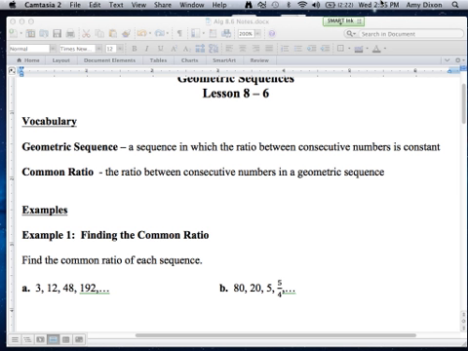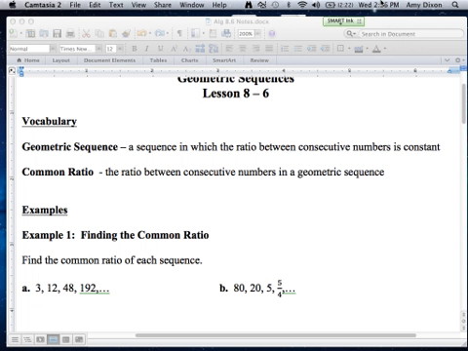Okay, we're going to start our next unit. We're going to start with geometric sequences. A geometric sequence is a sequence in which the ratio between consecutive numbers is constant. And a common ratio is whatever that ratio is between consecutive numbers in a geometric sequence.